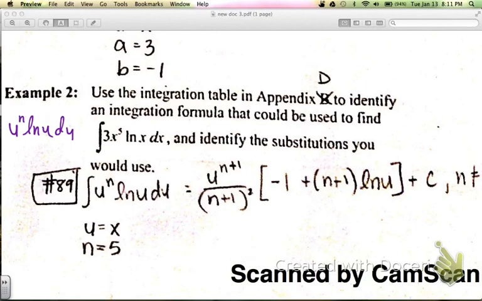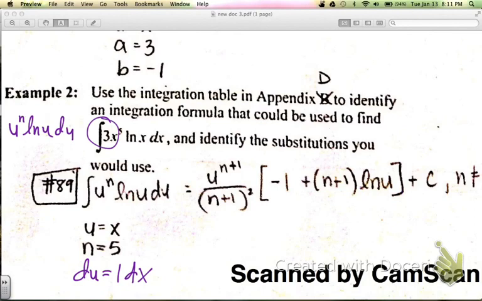So I know again that u would be x, I know that the power is 5, so n would be 5, and again du would be 1 dx. Now that 3 that's out front, I'm just going to say that's a constant, so I'm going to pull it out front. It doesn't really affect the integral since it's a constant, so I'm not going to really worry about what I would substitute for that.